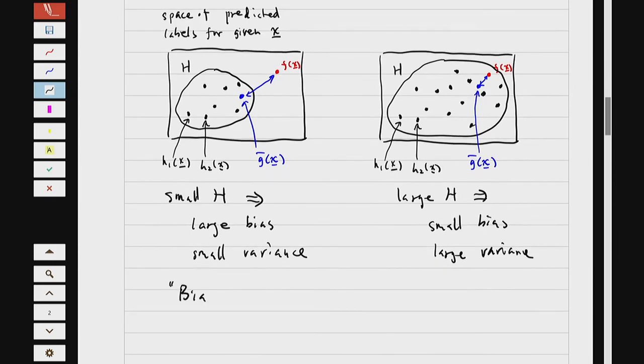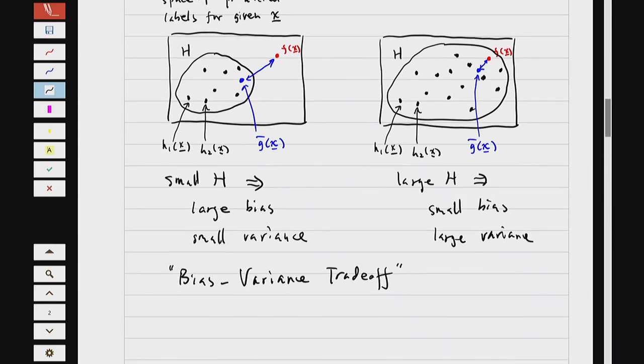Bias-variance trade-off. And this is unique to the square error difference, the definition of the square error function. Okay. Any questions at this point?